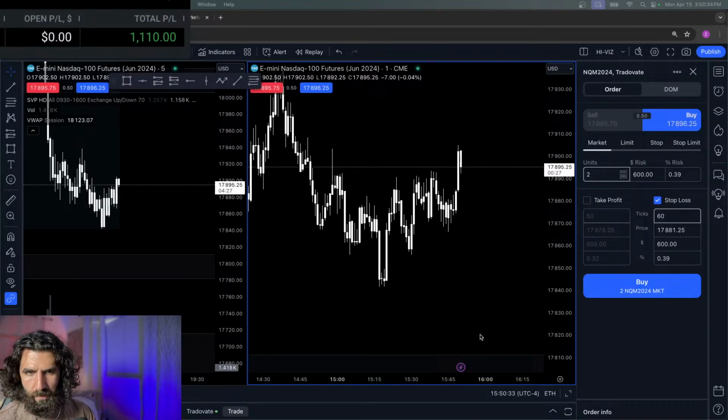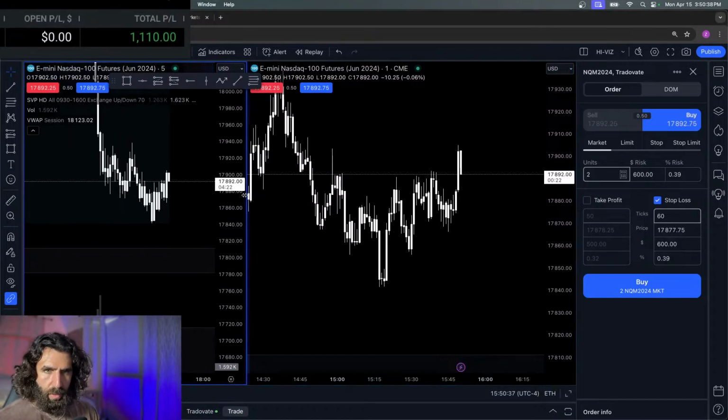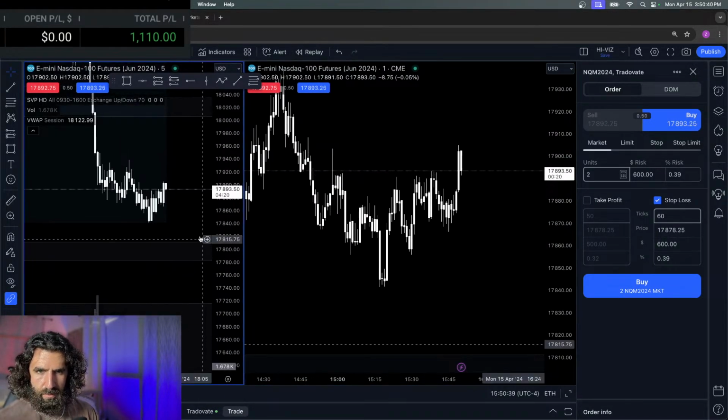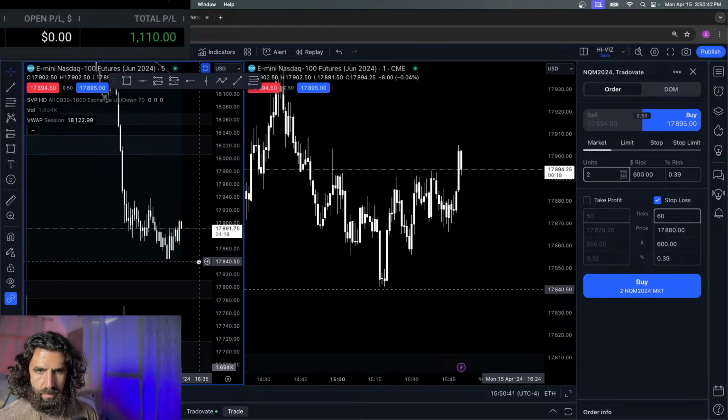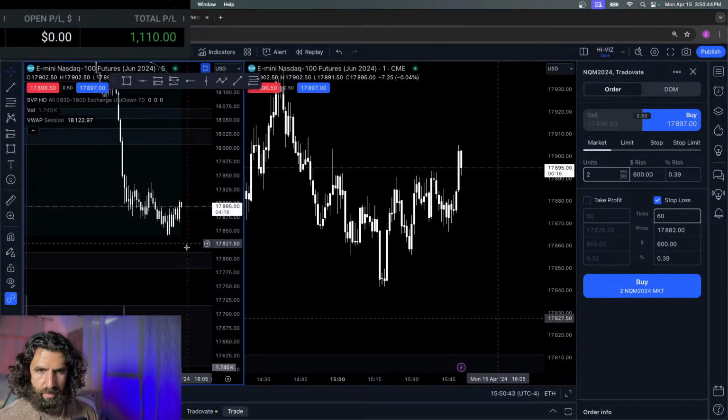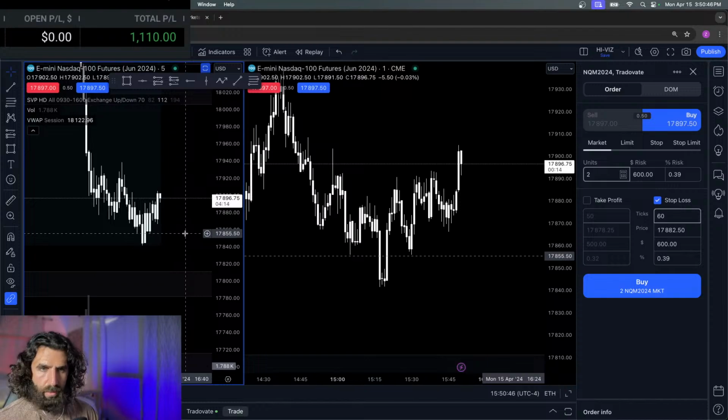Because this stuff, even though I simplify it, I make it very simple, it's not easy, right? Just because it's simple, it's not easy. I do not want to be deceptive about that. Trading is hard.